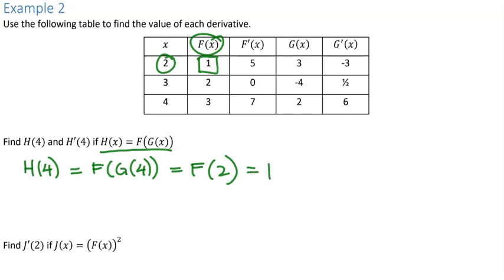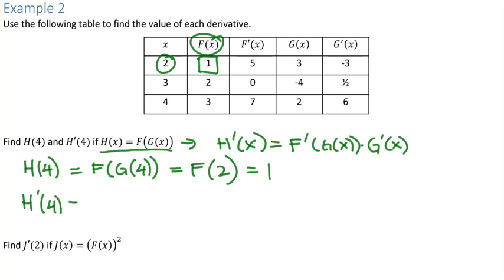Okay, so now with the derivative, we want to find h prime of 4, which first means we need to figure out what the formula for h prime is. Since h is a composite, f of g, h prime should be f prime of g of x times g prime of x. Okay, so if we want to plug 4 into that, h prime of 4 is f prime of g of 4 times g prime of 4.